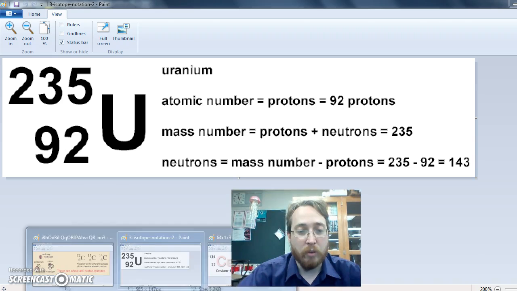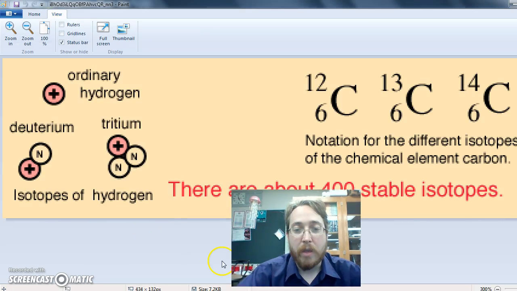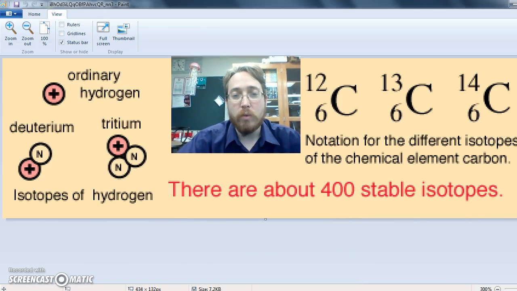Well, let's take a look at another example. We're going to talk about carbon. And so we have 3 isotopes of carbon here. All 3 of them are carbon, so they use the same symbol. All 3, because they're carbon, have 6 protons, so they have the same atomic number down here. But we can have carbon with 12. We can have carbon with 13. We can have carbon with 14.